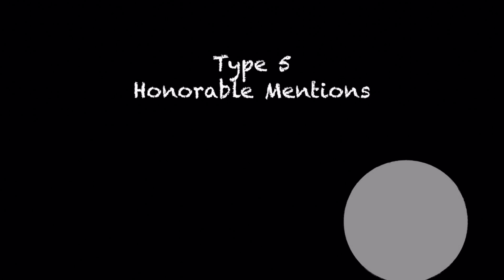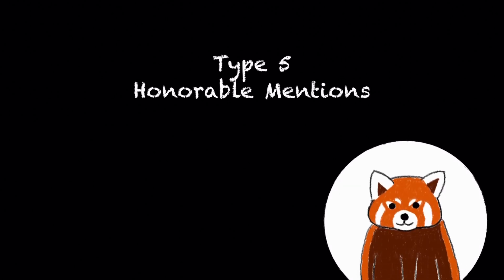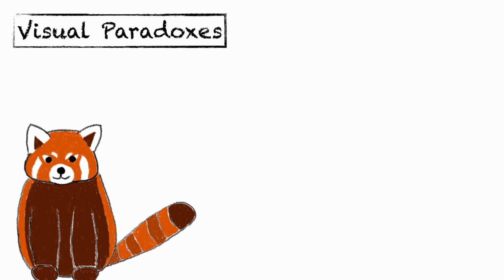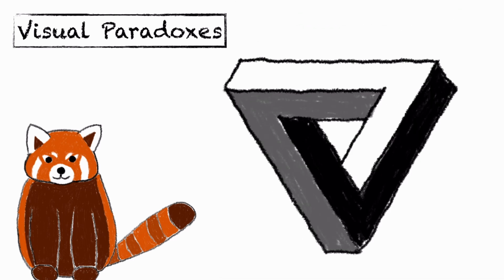Type 5 paradoxes are what we call honorable mentions, playfully presented by Rex. These are just a few other uses of the word paradox that we came across in our research and wanted to share with you. Firstly, there are visual paradoxes, which are shapes that can be drawn in one space, for example, two-dimensional space, but would be impossible in a higher or lower dimensional space.